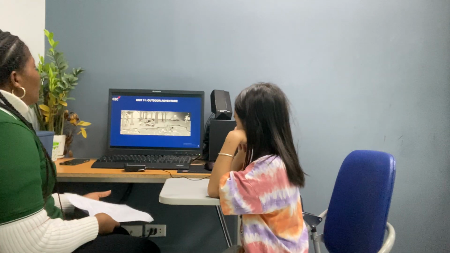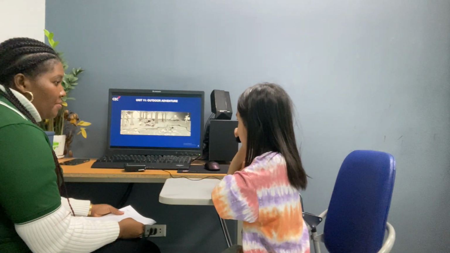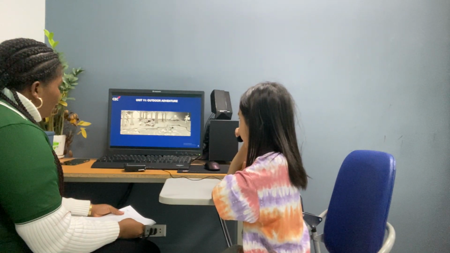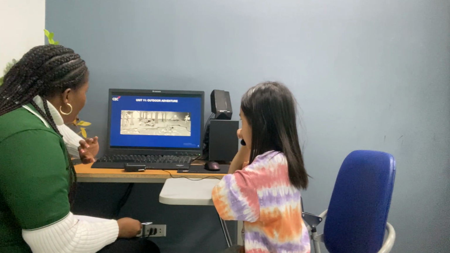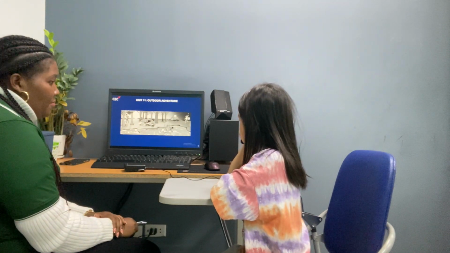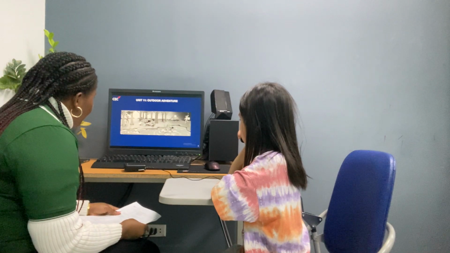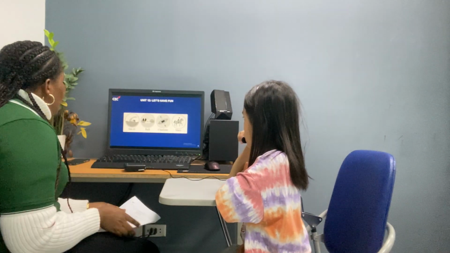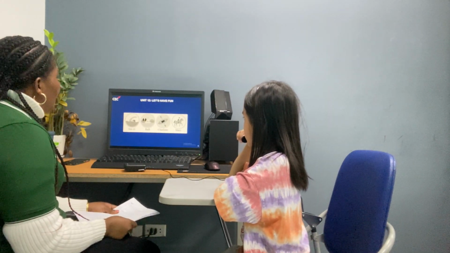Here, what are they going to do in the summer camp? They are going to have a picnic. Alright, what about picture 4? They are going to go canoeing. Thank you. And here, let's have fun.